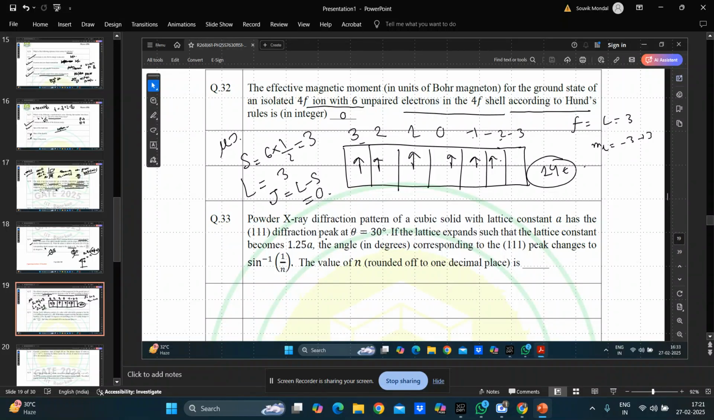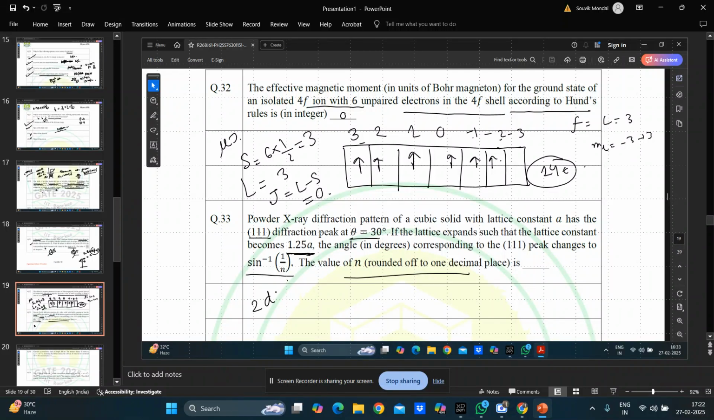Now for a particular plane with 1 1 1, like this is the HKL configuration, your theta is 30 degree at diffraction peak. You are getting theta is 30 degree. So now if you change the lattice constant to this value, then what will be your diffraction angle? And the angle is sine inverse 1 by n, and you have to calculate what is n.